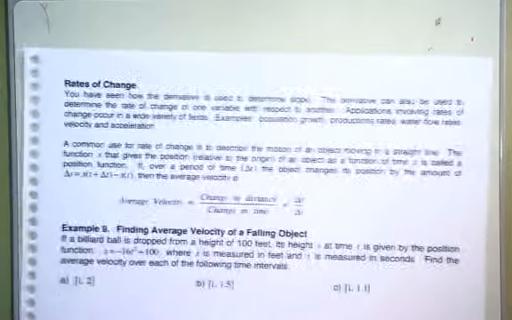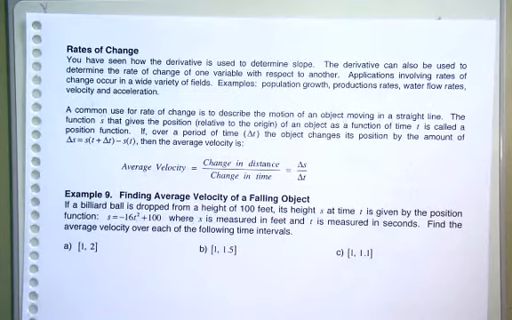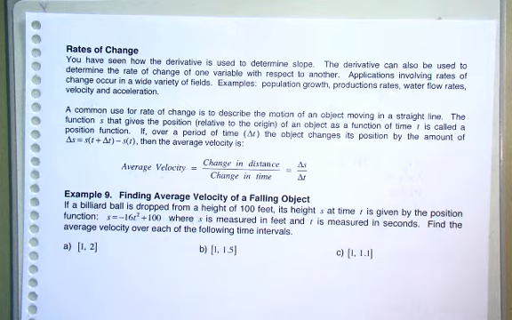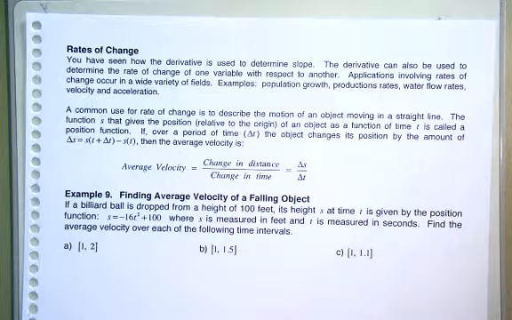So you've seen this whole thing, we can just read through this. You've seen how the derivative is used to determine slope. The derivative can also be used to determine the rate of change of one variable with respect to another. Rate of change and slope are very similarly related. They're not exactly the same though. Applications involving rates of change occur in lots of different things in real life: population growth, production rates, water flow rates, velocity, acceleration, a lot of things you've seen in physics.